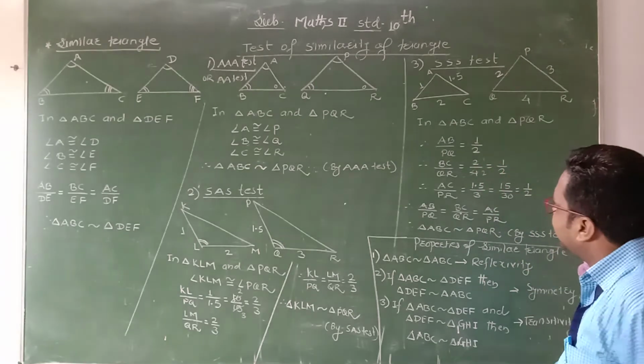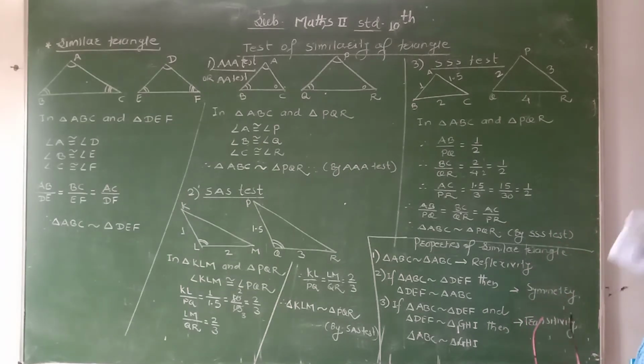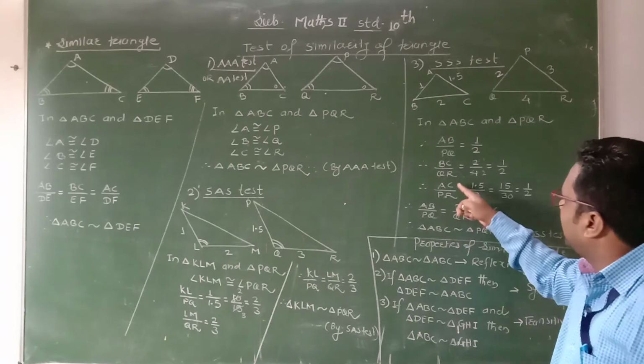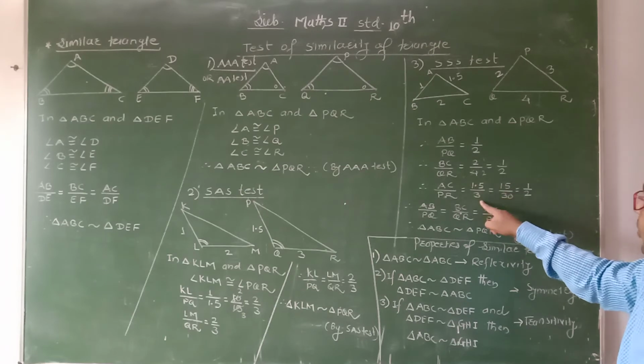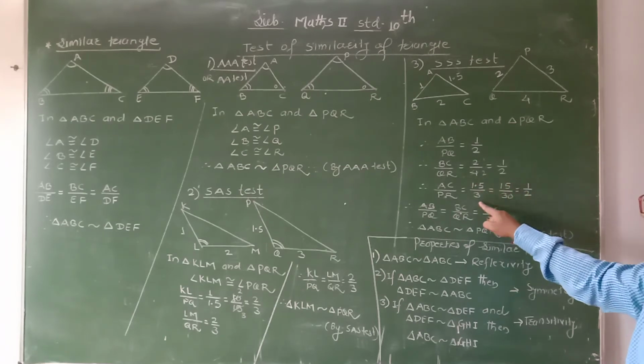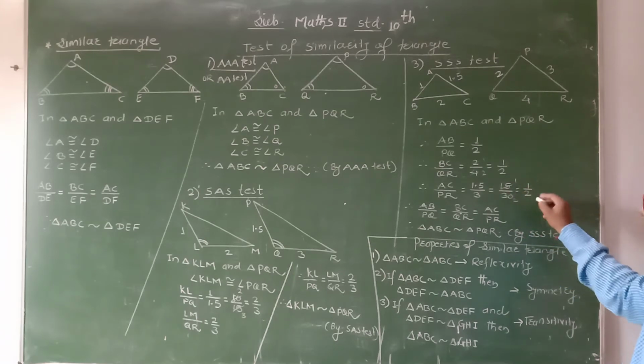And the third corresponding side is given. AC is in correspondence with what? PR. AC is given 1.5. PR is given 3. Okay. Here we put 1.5 upon 3. We shift the decimal point. It becomes 15 upon 30. 15 ones are 15 and 15 twos are 30. Here we get 1 upon 2.